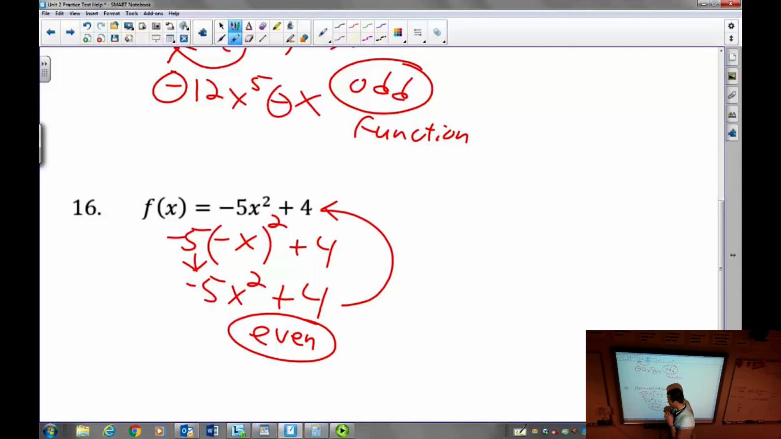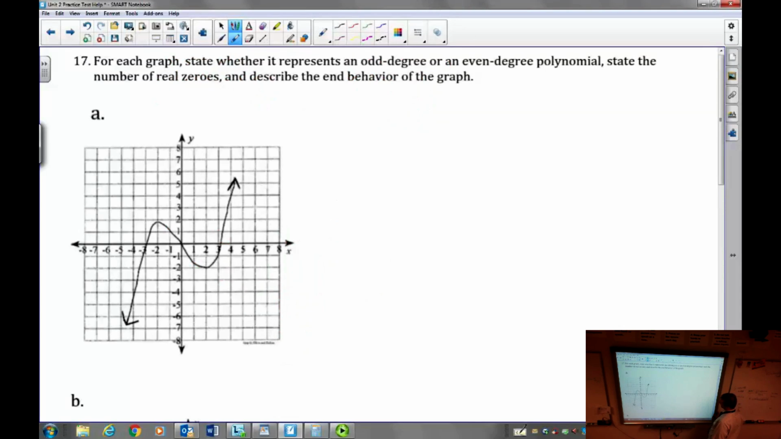Okay? So you can fast forward if you need to there. But here we go. Number 17 now. For each graph, state whether it represents an odd degree function or an even degree function. State the number of real zeros. Describe the end behavior. Okay, so first of all, odd or even degree?